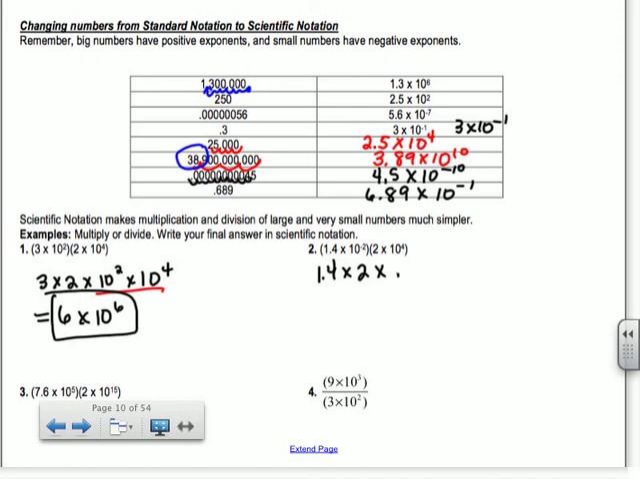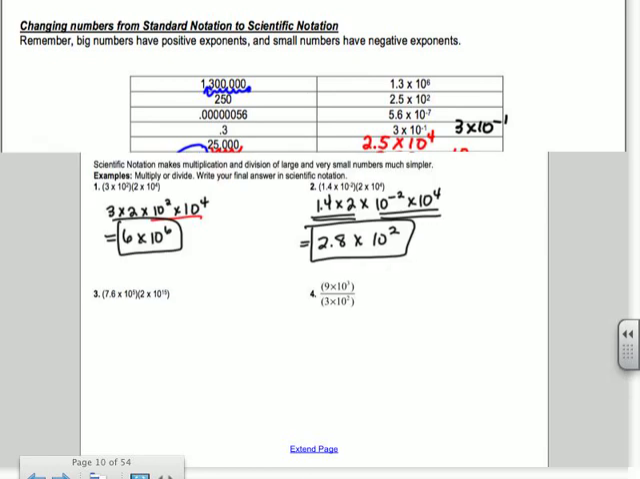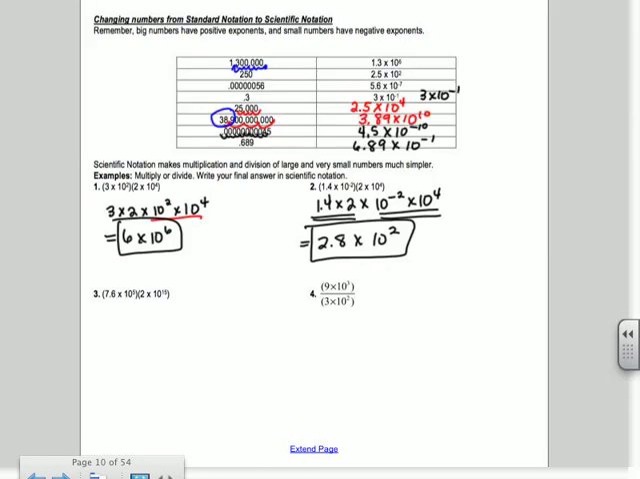Okay, next one. So let's get my numbers together. So 1.4 and the 2. Then I'm going to have 10 to the negative 2 times 10 to the fourth. So 1.4 and 2 make 2.8. 10 to the negative 2 and 10 to the fourth makes 10 to the 2. So 2.8 times 10 to the 2. Okay, let's get a little bit harder.